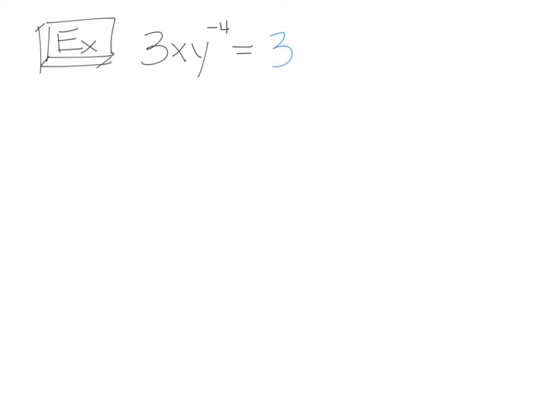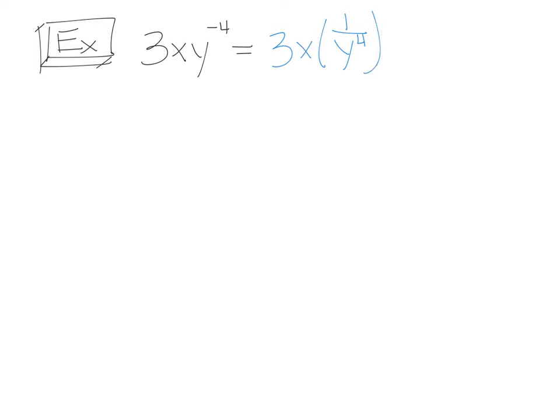So what happens is your 3 comes right over, you don't touch it. Your x comes over, you don't touch it, because the exponent that it has is 1. When you see no exponent, the exponent is 1. So 3 to the first power and then x to the first power. But now we've got y to the negative 4. Well, we can't have that, so we need to do the reciprocal of that. So first I'm going to put it in a parenthesis so you can see what it looks like: 1 over y to the 4th power.